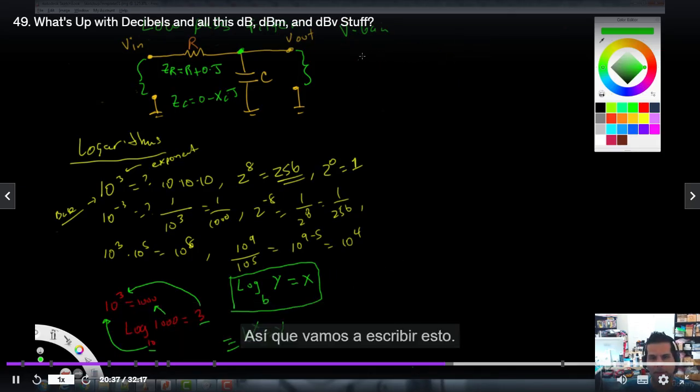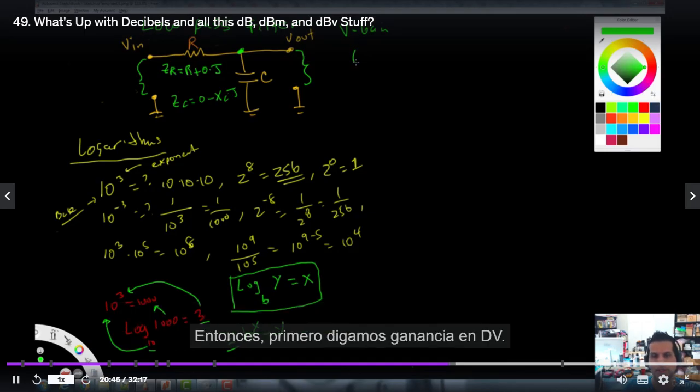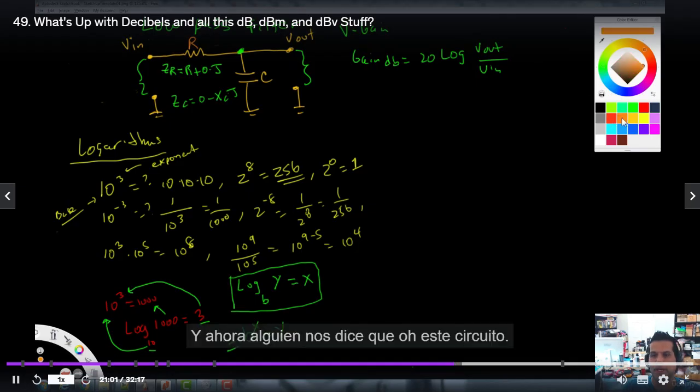Okay, so let's write this out. Let's say someone told us that we had 20 decibels of gain. So gain in dB, what is that equal to? That's equal to 20 times the log of V out over V in. And now someone tells us that this circuit has a 20 decibel gain, so it's equal to 20 dB.